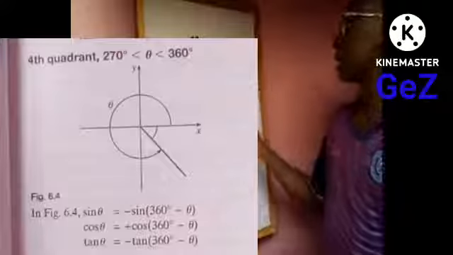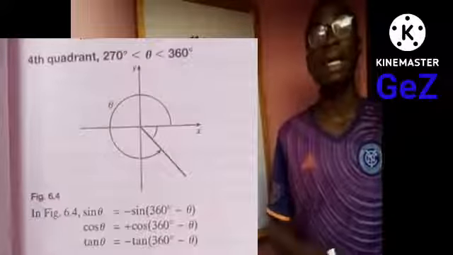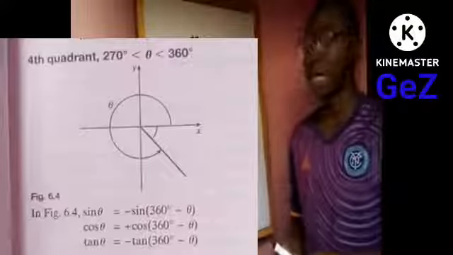ACTS. In the third quadrant, only your tangent is positive. Then in your fourth quadrant, only your cosine is positive.